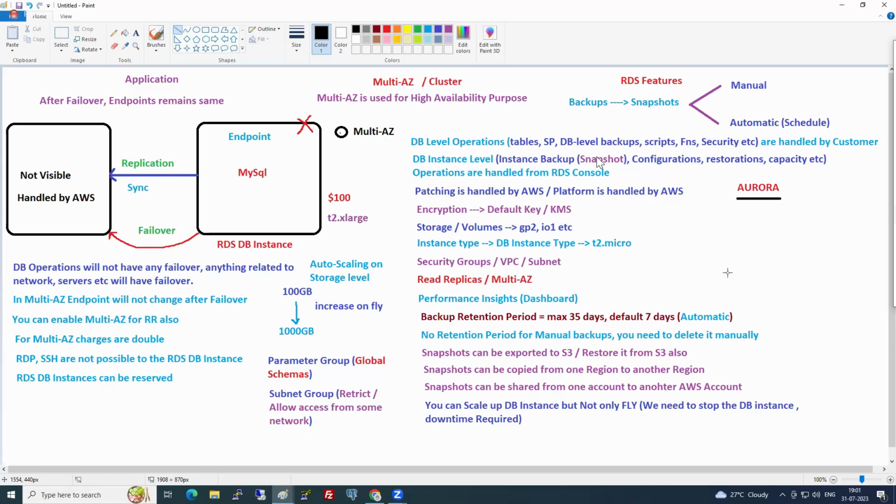So how many read replicas do you have? 15 read replicas are there, no? 15 read replicas are there. So you have an application, and any application which wants to read, for read purpose, how many servers are there here? 15 are there. So as an admin, it is difficult for us to maintain 15.